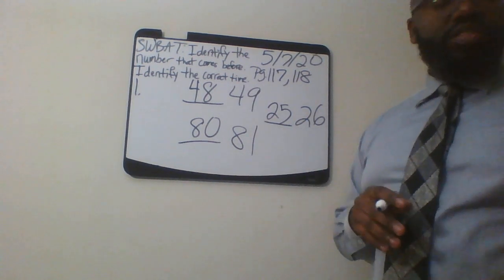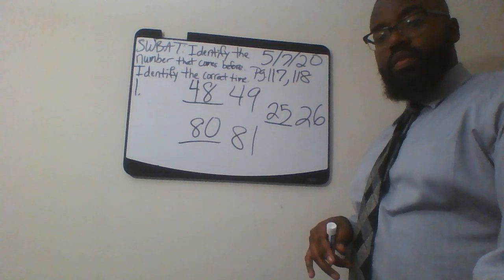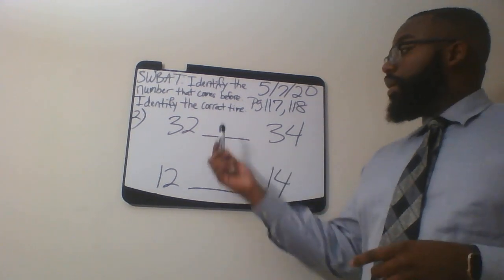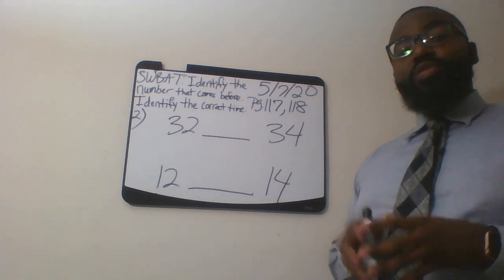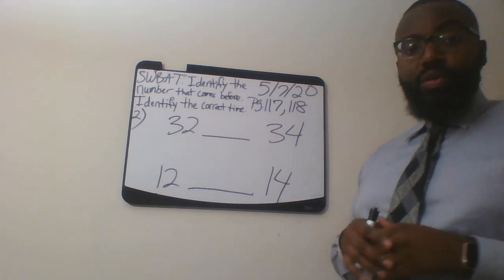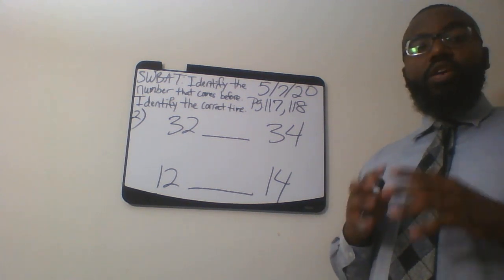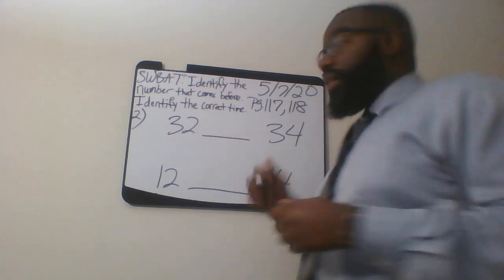Let's move on to number two, where we have to write the number that comes in between. Let's look at number two. Here we have 32, unknown number, and 34. So what comes between 32 and 34? What do you think? What number in the 30s family? 33. Good job.